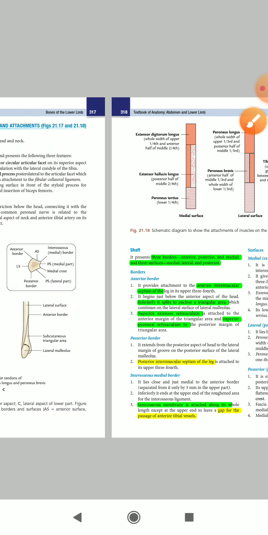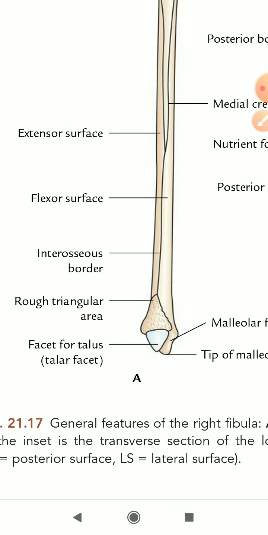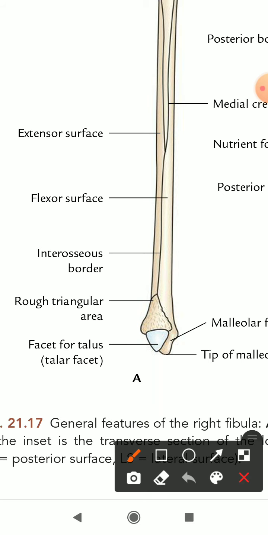Let's see the features of the lower end. Look at that. At first come to the tip. This is the tip of the lower end, and this tip provides attachment to the calcaneofibular ligament.